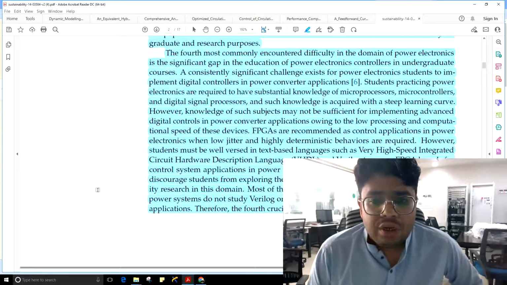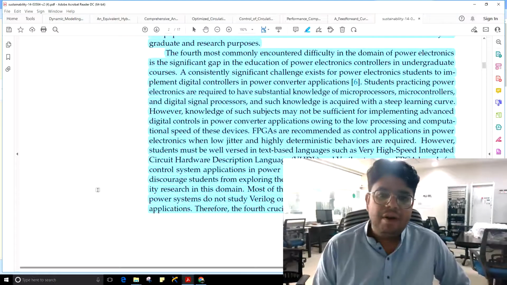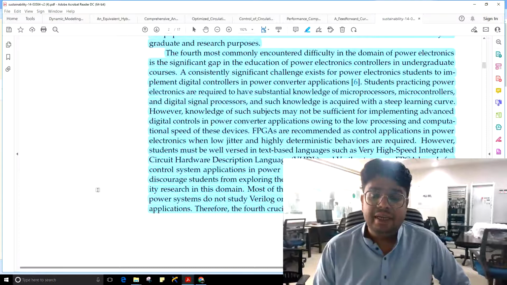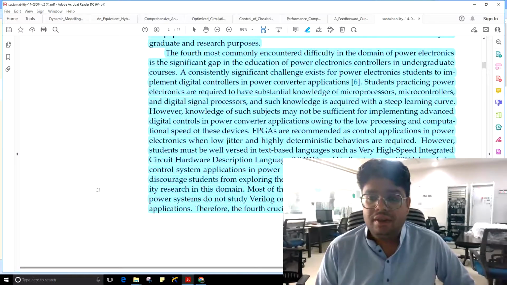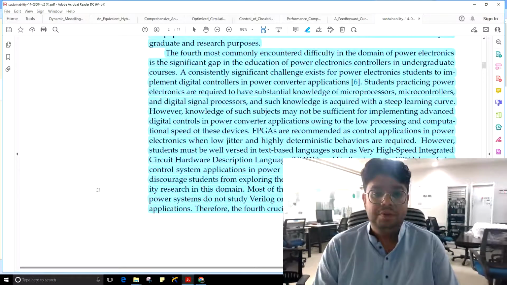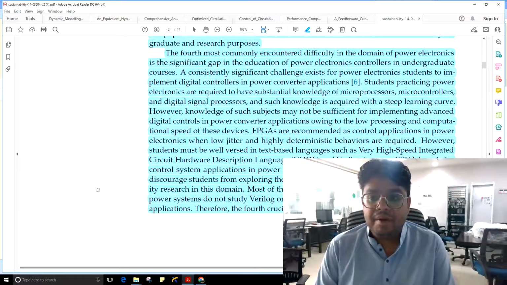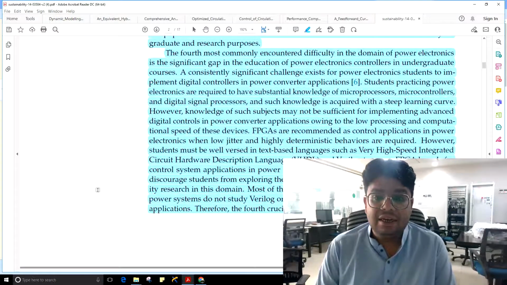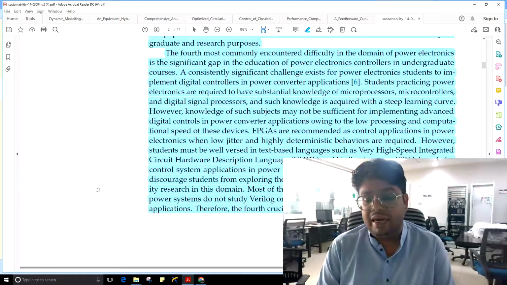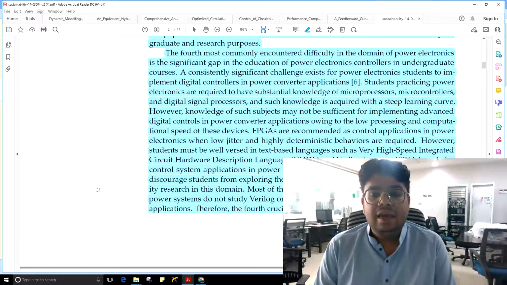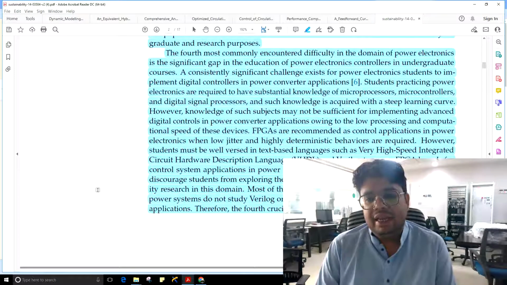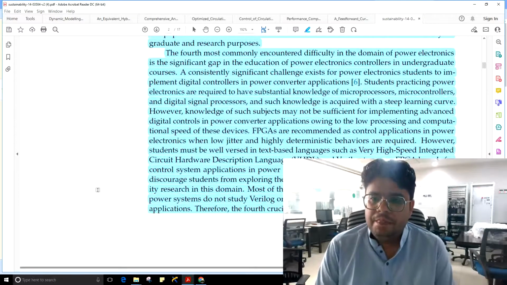Now the fourth most commonly encountered difficulty in the domain of power electronics is a significant gap in the education of power electronics controllers in undergraduate courses. A consistently significant challenge exists for power electronics students to implement digital controller and power converter applications, and this is very true. Undergraduate students are even not able to design sinusoidal pulse width modulation technique for a three-phase inverter.